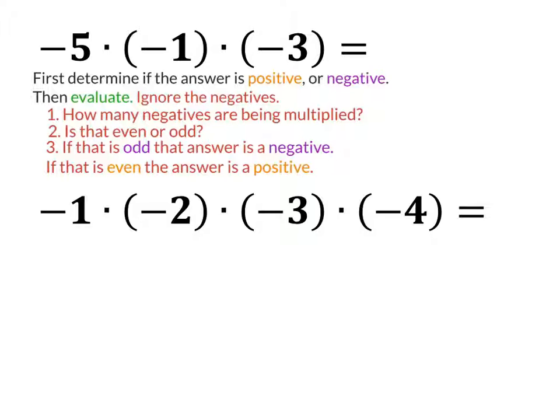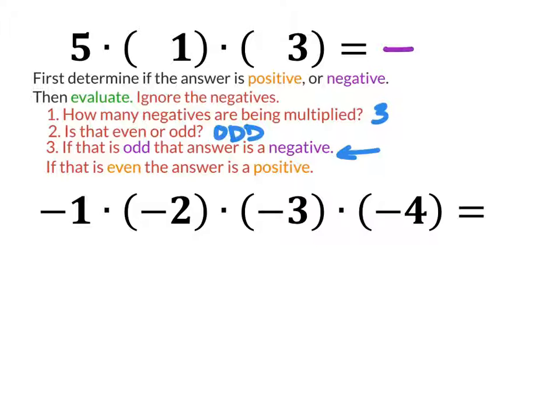Now this one is showing how many negatives are being multiplied. 1, 2, 3 negatives, all right? So 3 negatives are being multiplied. Is that even or odd? 3 is odd, so the answer is a negative. All right, so I'm going to put a negative here. Now, again, by doing this, I get to ignore the negatives. So I'm going to take those out right here, okay? So just erase them.